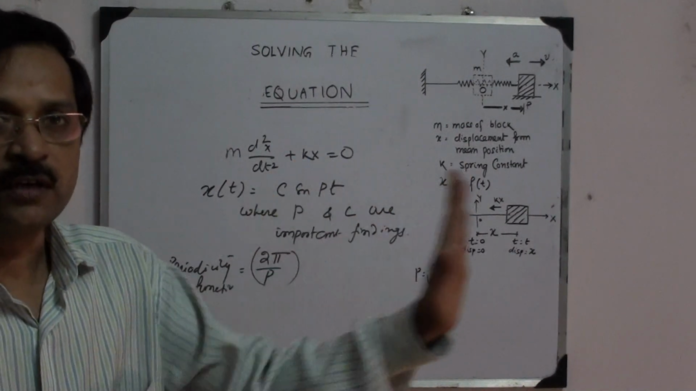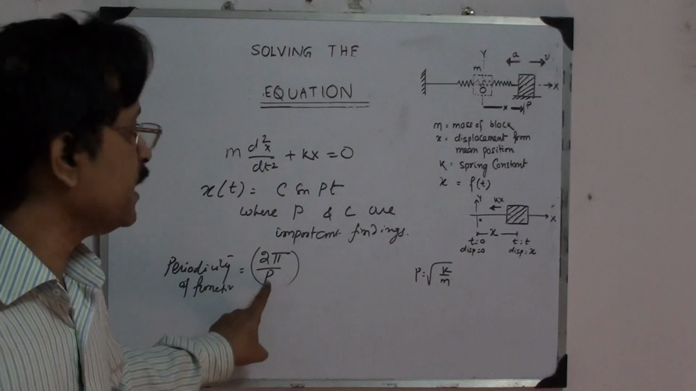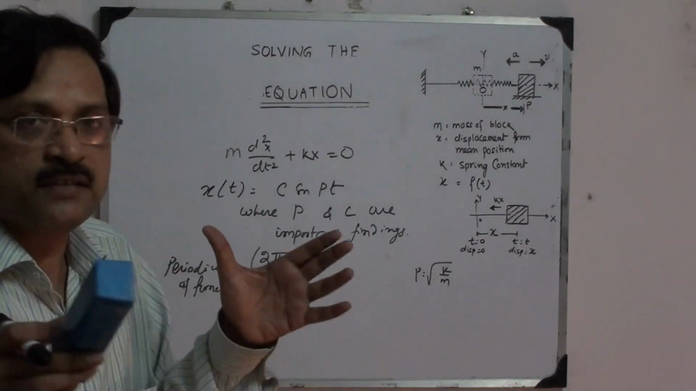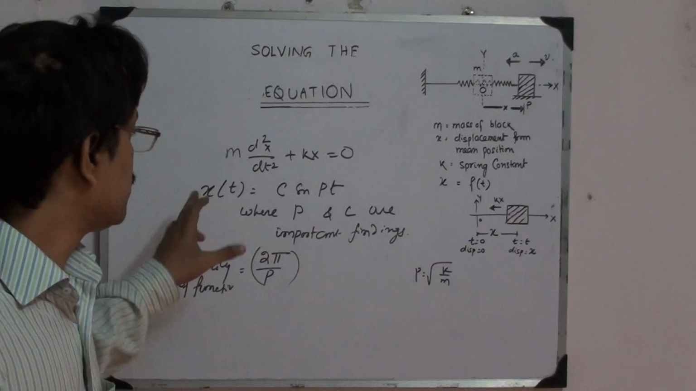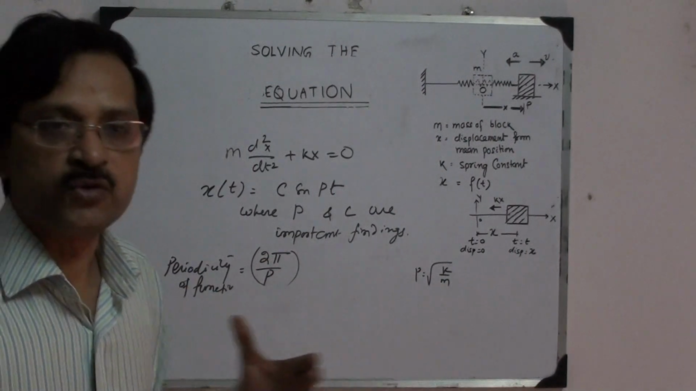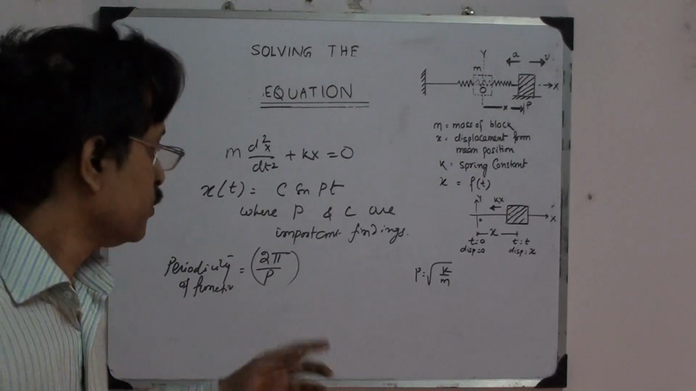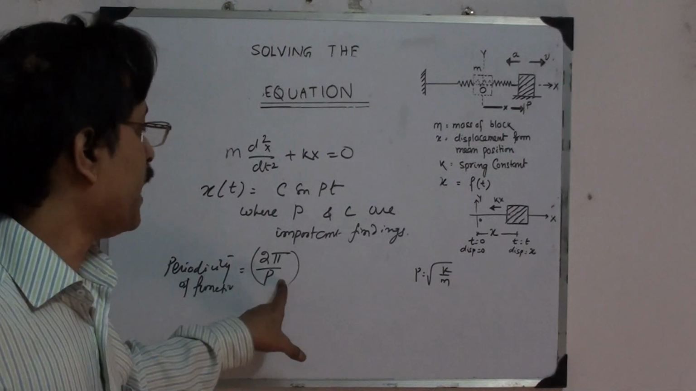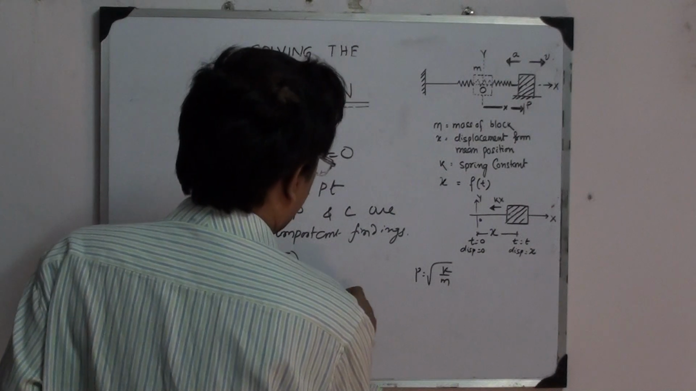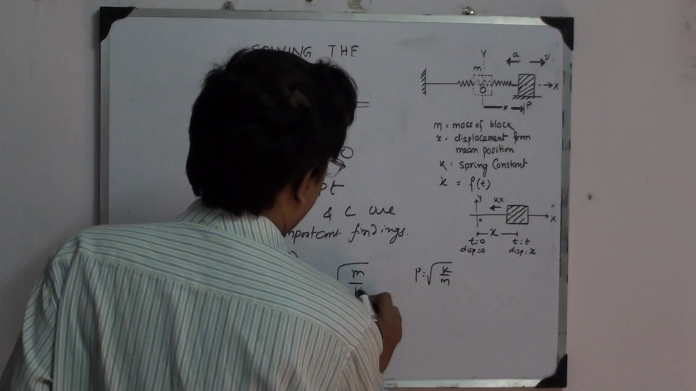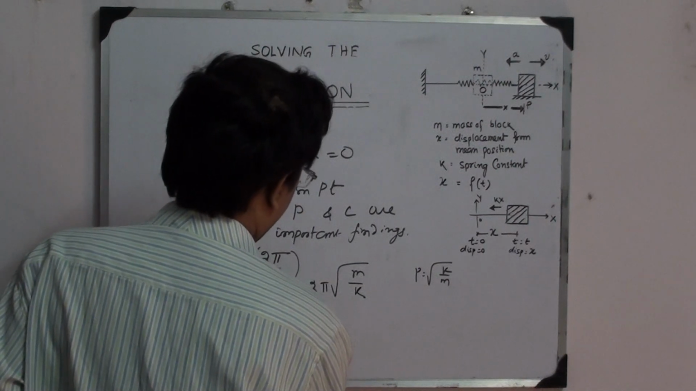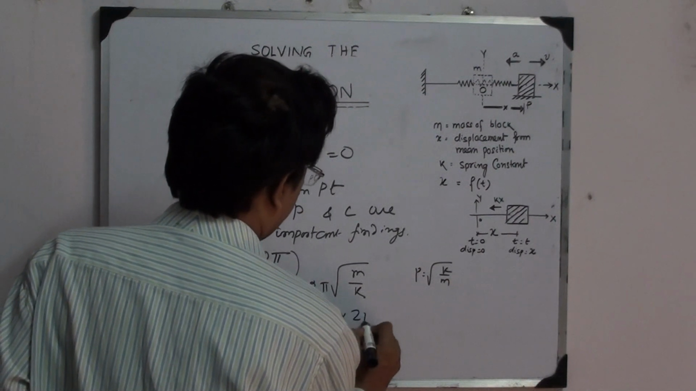In case of motion, this periodicity is nothing but time period, because periodicity by its very definition is an interval after which the displacement function repeats itself, and that is, in case of physical motion, nothing but the time period. So time period is equal to 2 pi by p, and if we put the value of p, we get 2 pi root over m by k. So T is equal to root over m by k into 2 pi.